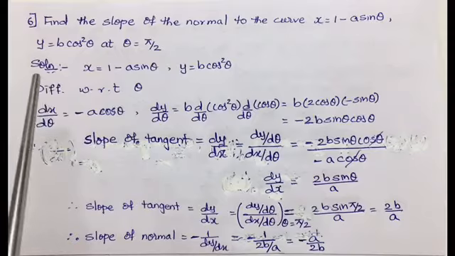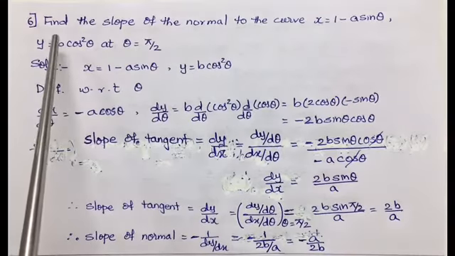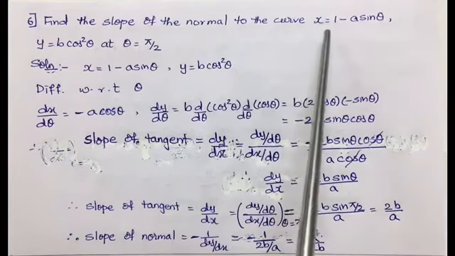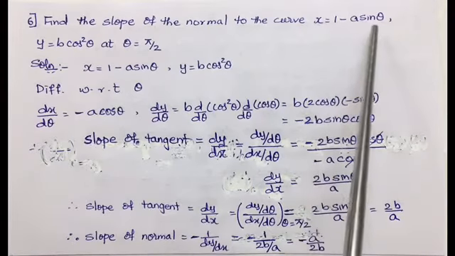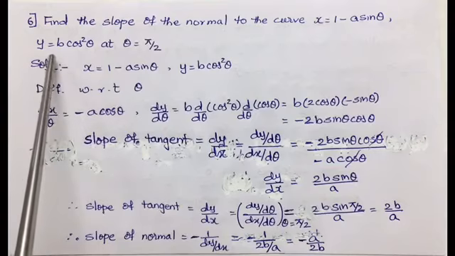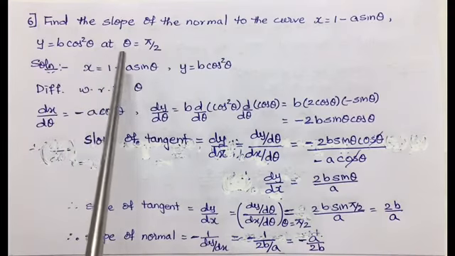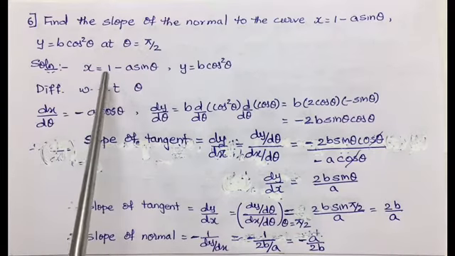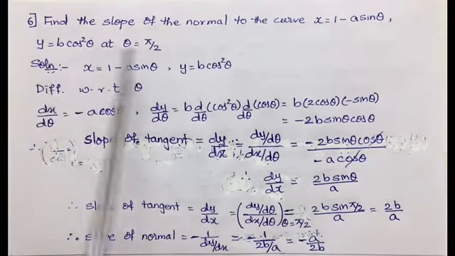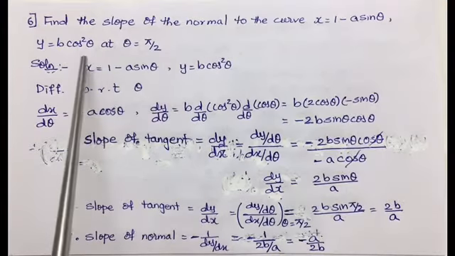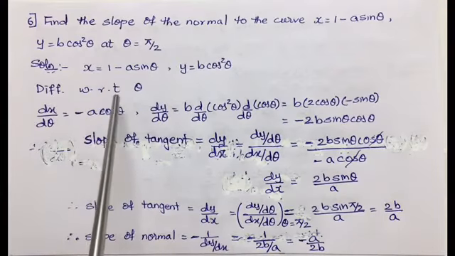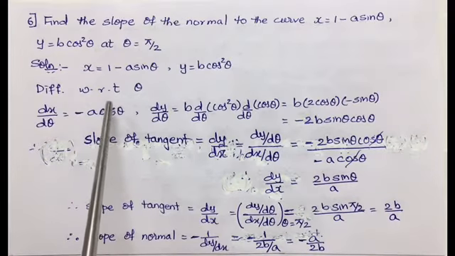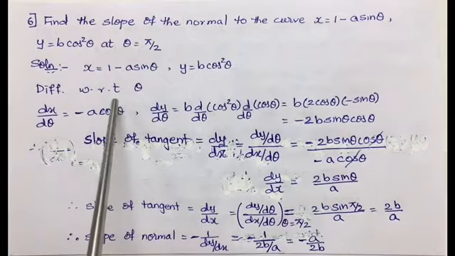Question number 6, given as: find the slope of the normal to the curve x equals 1 minus a sin theta, y equals b cos square theta at theta equal to pi by 2. Now as x and y are given in the form of theta, so here to calculate the slope of tangent, we will be differentiating with respect to theta.